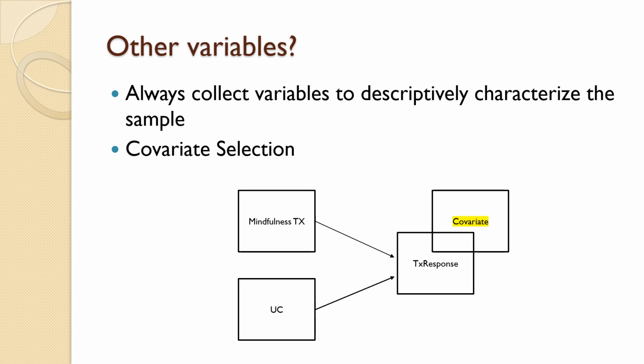That's how we choose covariates. That's just in a nutshell. Of course, that's a simplification, but that's step one. And then you also always are going to collect some other variables to descriptively characterize the sample. So we call those demographics.